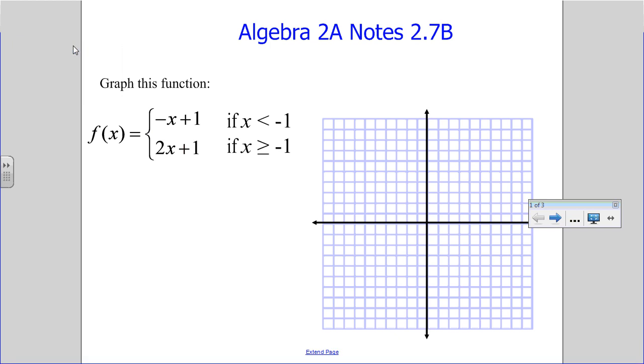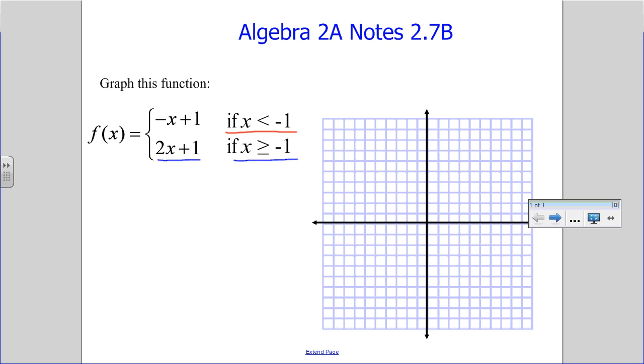All right, ladies and gentlemen, we're going to take a look today at graphing piecewise functions. So hopefully you still recognize what we have here. We've got our boundary, our break, our wall, whatever we want to call that, at -1. And so if x is less than -1, then we're going to use the function the opposite of x plus 1. If x is greater than or equal to -1, then we're going to use the function 2 times x plus 1.